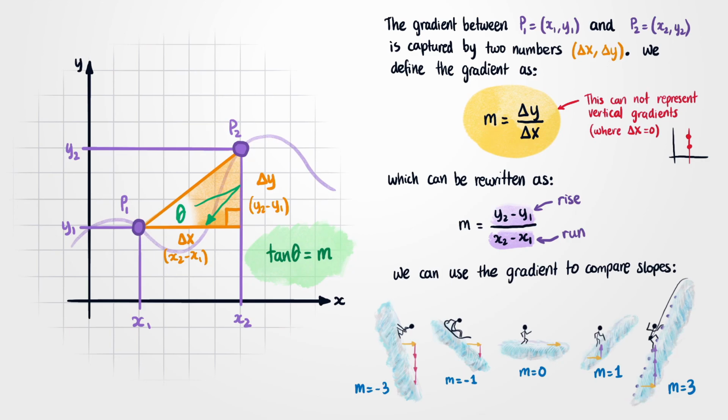So just to quickly summarize this lesson, we've shown you that the gradient is just the rise divided by the run. And we can use the gradient as a very useful way to compare different slopes. And finally, there's a very simple relationship between angles and gradients. And with this, we've actually completed our discussion on the gradient.